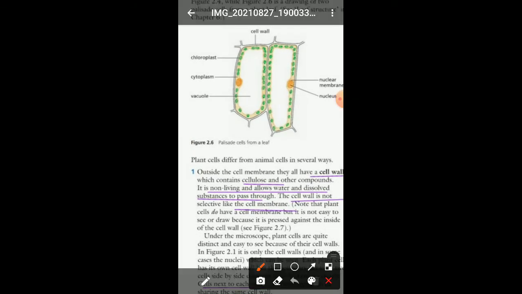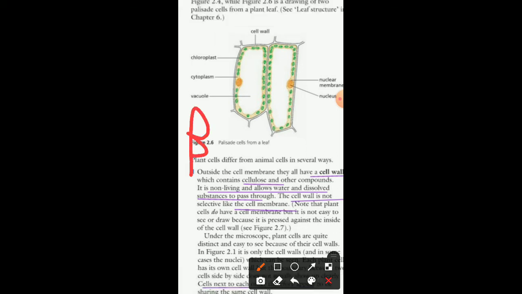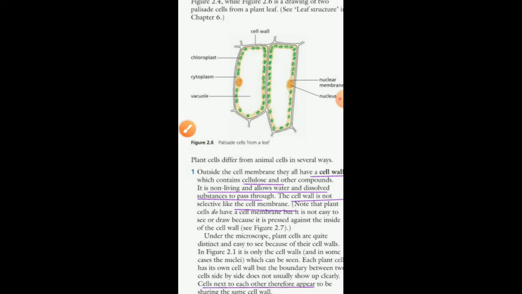So, it is basically beta 1-4 linkages of D-glucose. When they are linked to each other, they constitute something called cellulose. Next is the point that it is non-living and it allows water and dissolved minerals to pass through it, and the cell wall is not selective in comparison to the plasma membrane or the cell membrane.